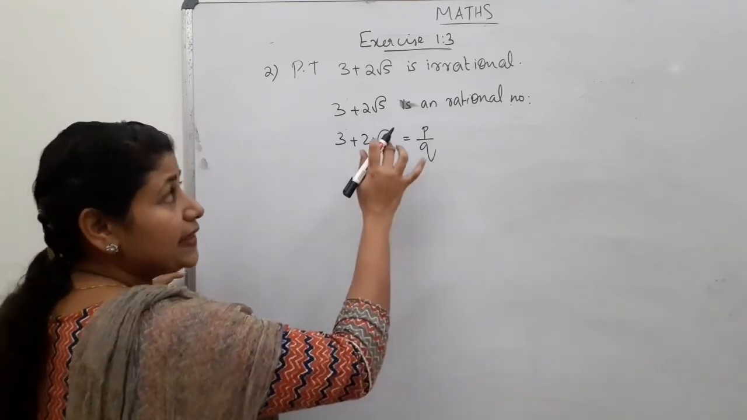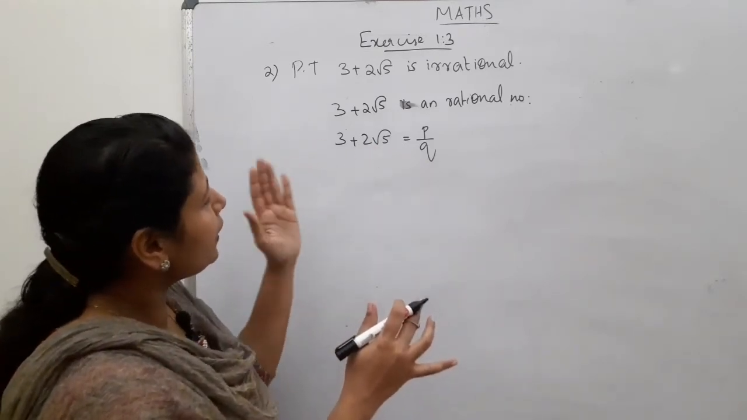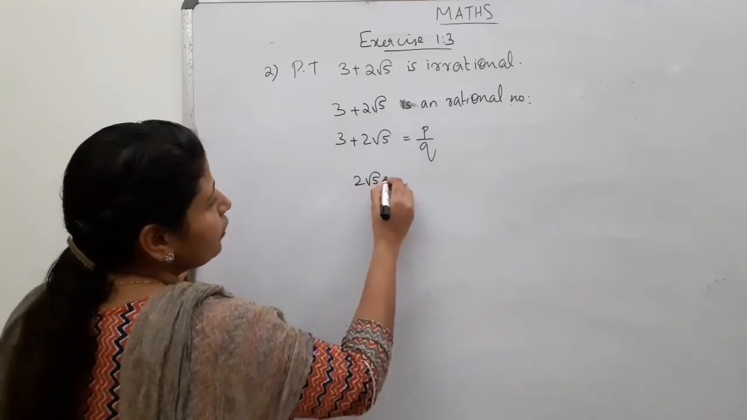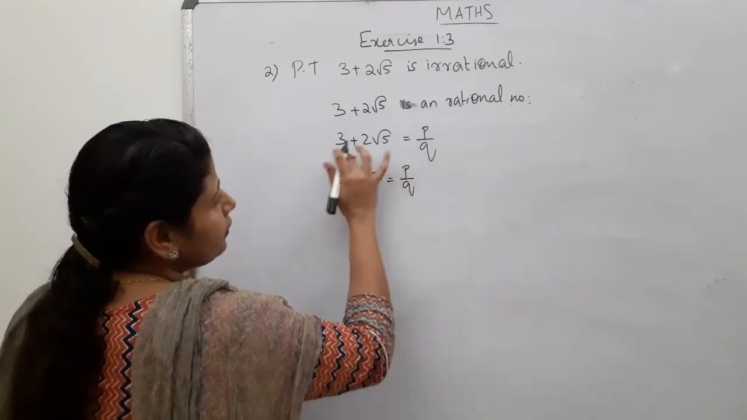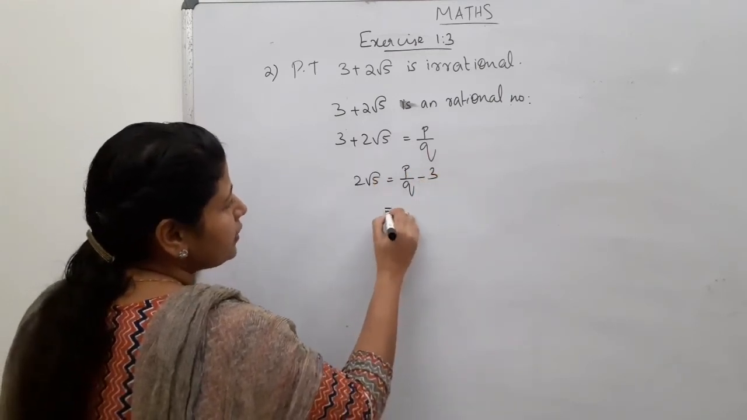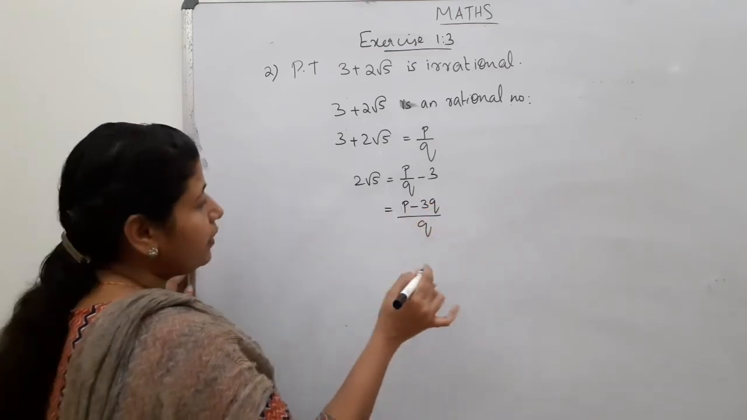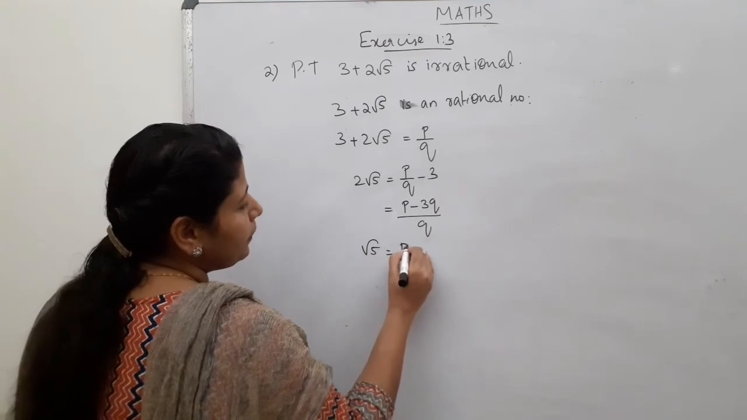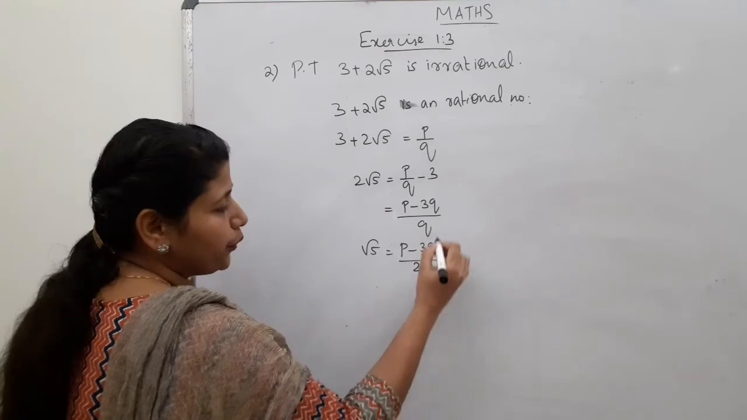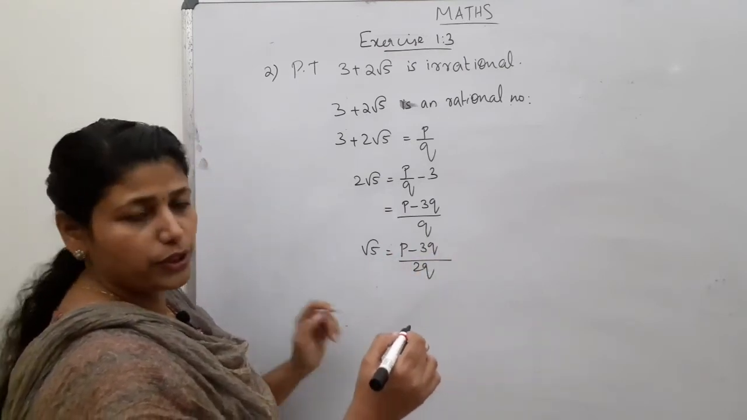Here root 5 is an irrational number that we all know. So we want to make this root 5 only here and all the other numbers to that side. So 2 root 5 will be equal to P by Q, this 3 will go there and it will be minus 3. And what about this? This will be P minus 3Q by Q. Just cross multiply. Then root 5 will be P minus 3Q, by this 2 will be here, then it will be 2Q. Then you got this root 5 as P minus 3Q by 2Q.